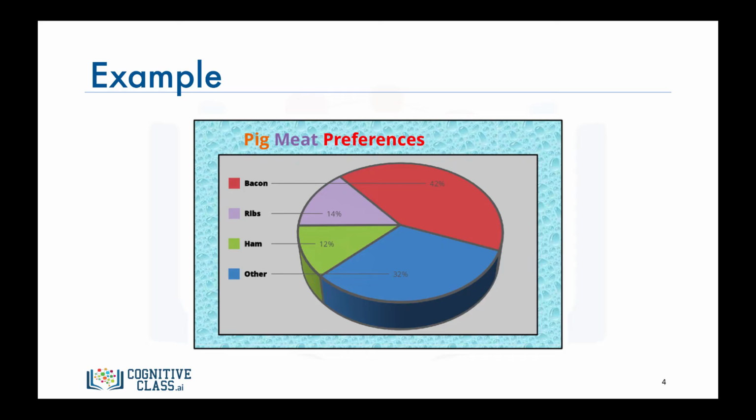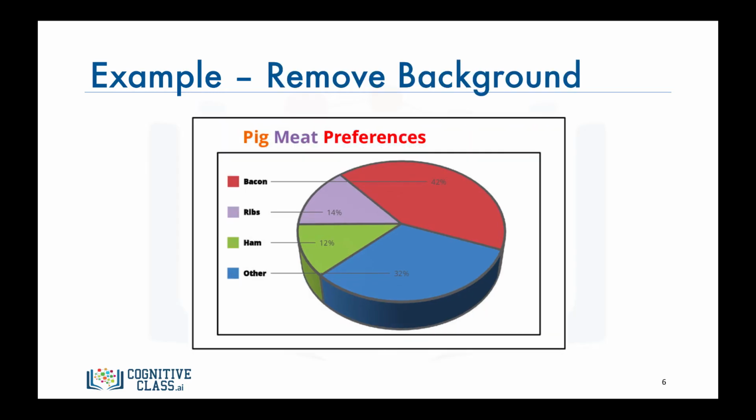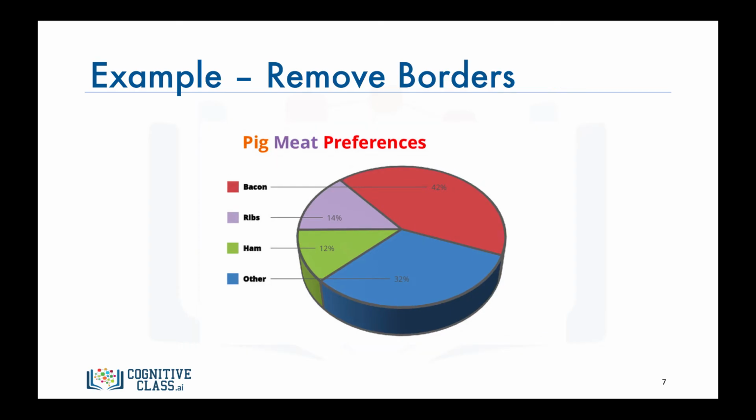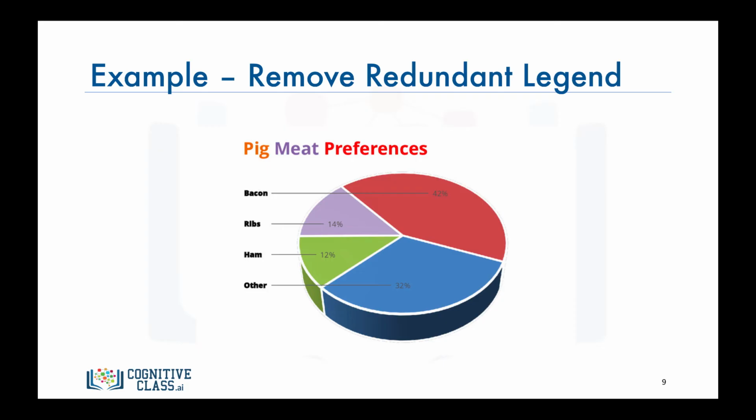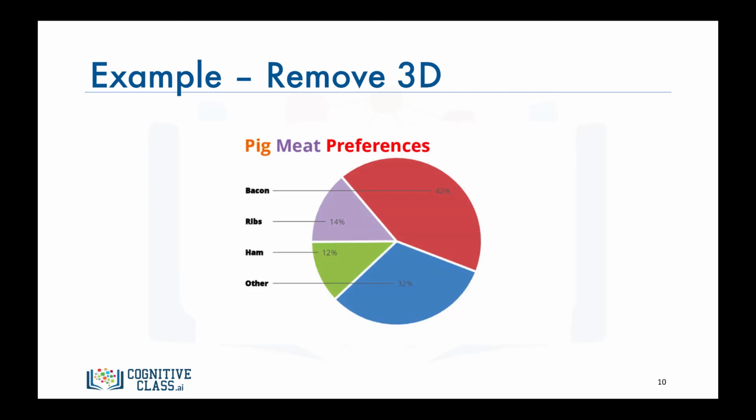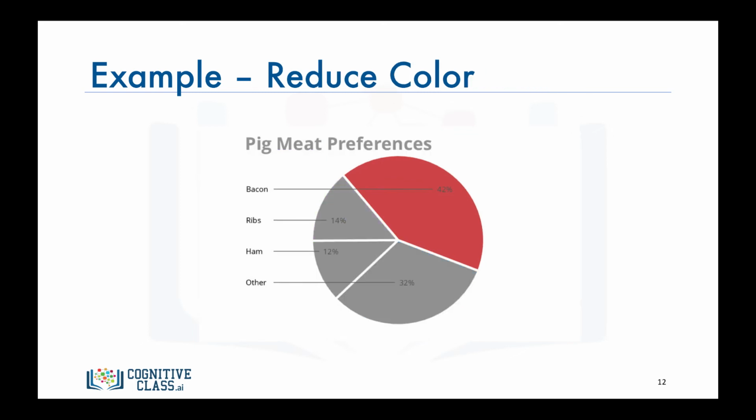As I mentioned earlier, the message here is that people are most likely to choose bacon over other types of pig meat. So let's get rid of everything that can be distracting from this core message. The first thing is let's get rid of the blue background and the gray background. Let's also get rid of borders as they do not convey any extra information. Also, let's drop the redundant legend since the pie chart is already color-coded. 3D isn't adding any extra information, so let's say bye to it. Text bolding is also unnecessary. And let's get rid of the different colors.